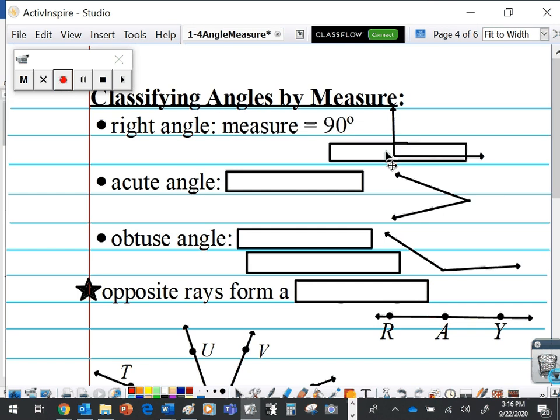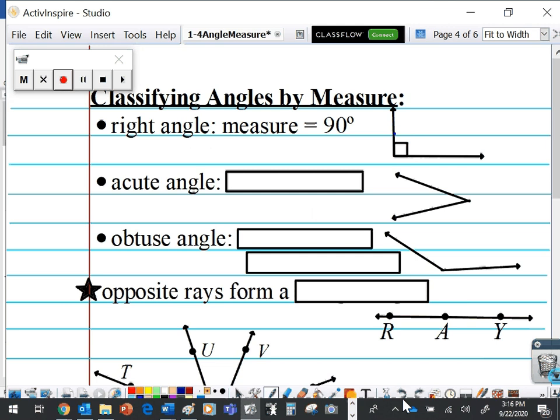Now, a right angle measures exactly 90 degrees, not 91 degrees, not 89 degrees. It has to be exactly 90 degrees. We use this little square in the corner to indicate that it's a right angle. A lot of times in an angle, you'll see a little arc drawn, and we'll talk about what that arc means a little bit later. But for right now, just know that if you see the square in the center of that angle on that vertex, that means that you're dealing with a right angle.